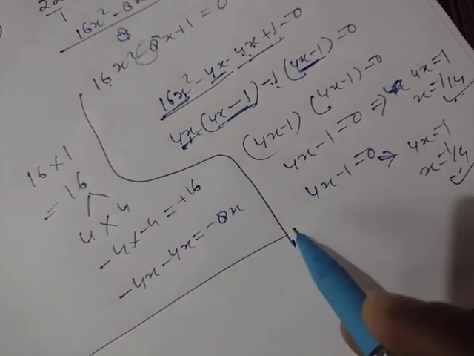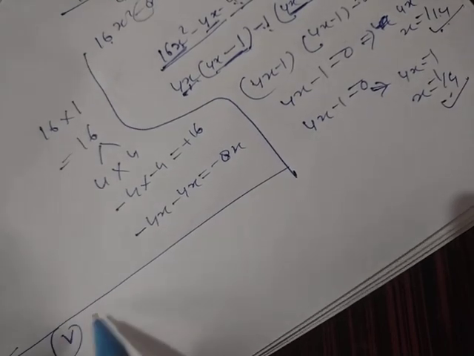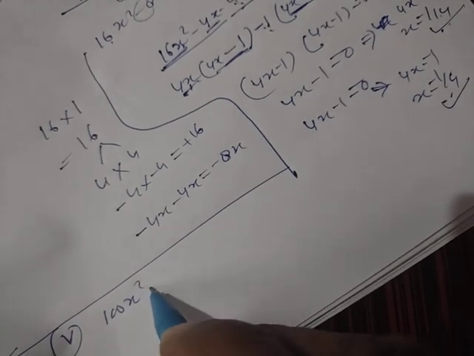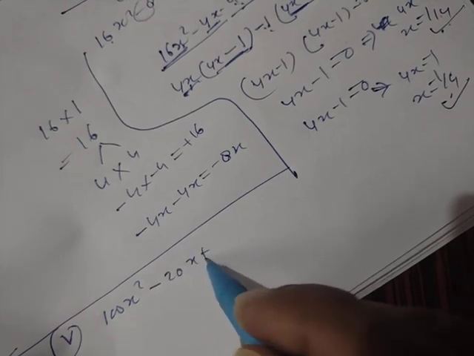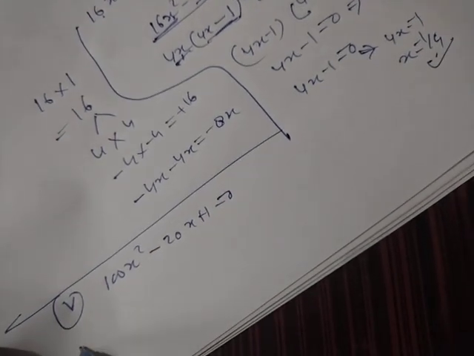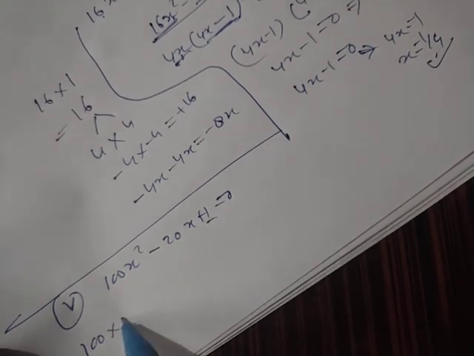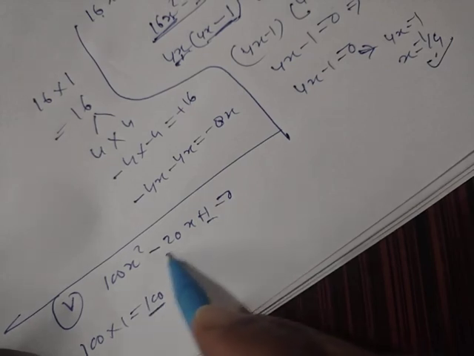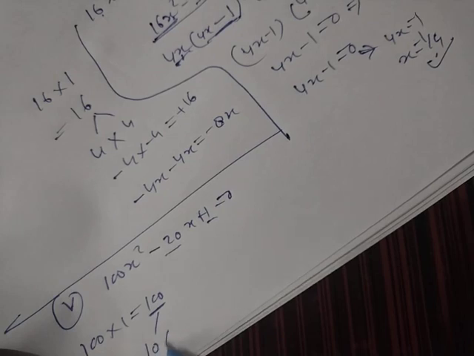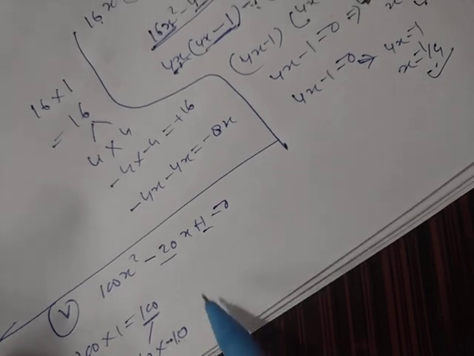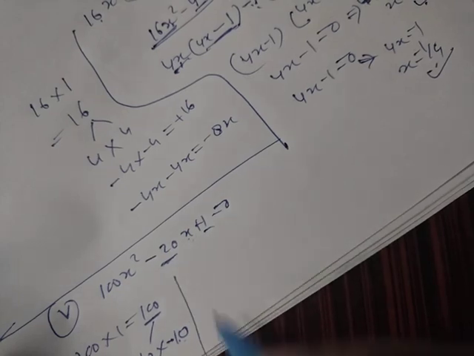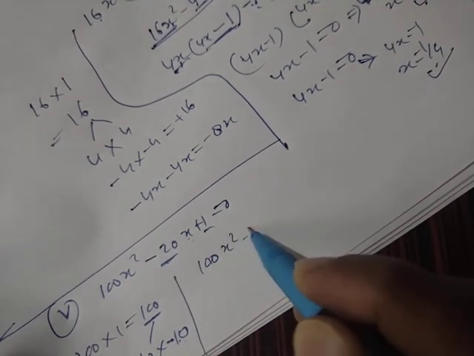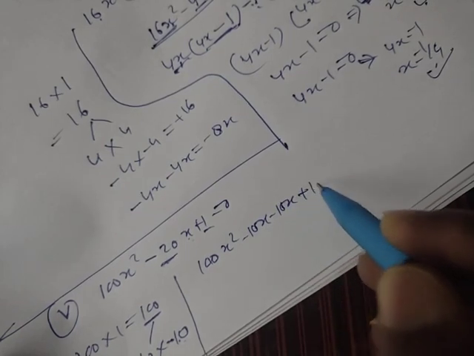Now you see, this is the fifth part. 100x square minus 20x plus 1 is equal to 0. Now coefficient of x square 100 into constant 1 is equal to 100. Now find the factors of 100 that will give you 20. How? 10 into 10 is 100, minus 10 into minus 10 will also be 100. So we can write here minus 10x minus 10x. 100x square minus 10x minus 10x plus 1 is equal to 0.